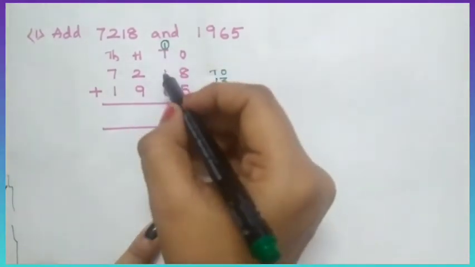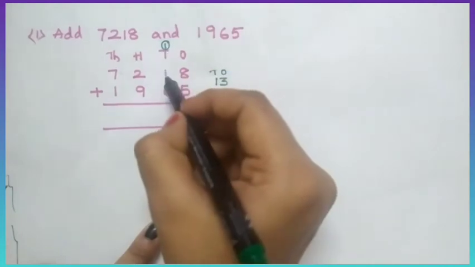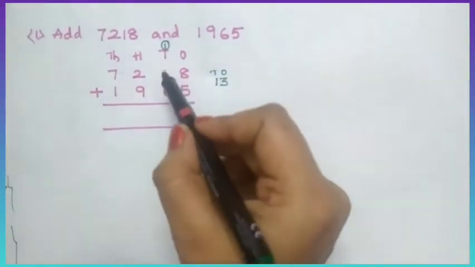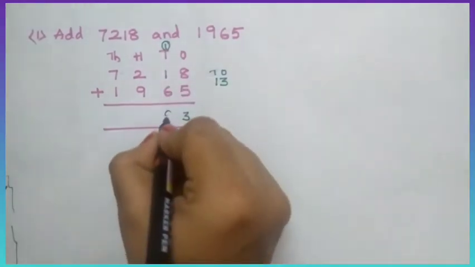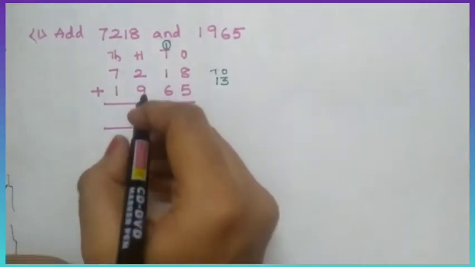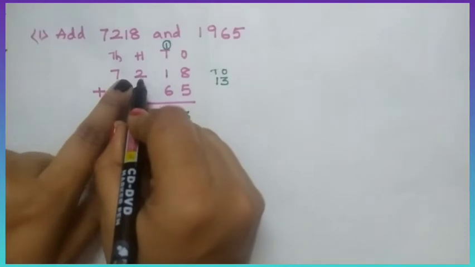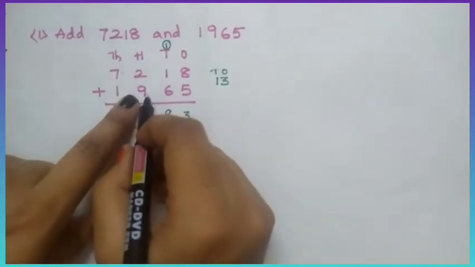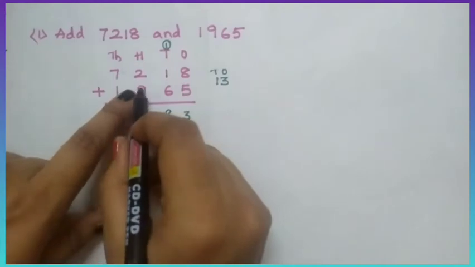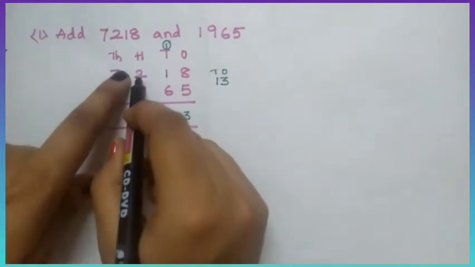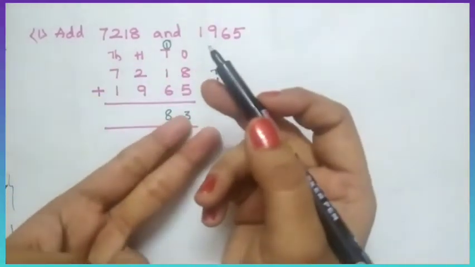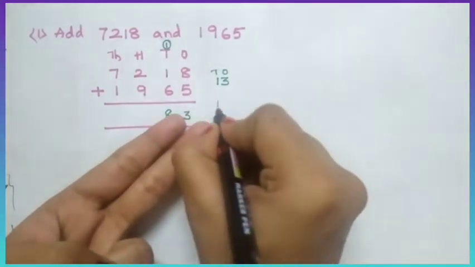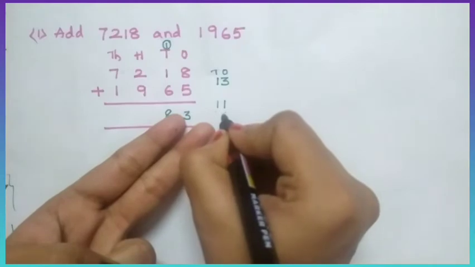Now add this total. 1 plus 1, 2. 2 plus 6, 6, 7, 8. So 8 here. Next, what is the digit here? 2. Here 9. In these two, which one is bigger? 9. So keep 9 in your mind and open 2 fingers. 9, 10, 11. 11 is also a 2-digit number.